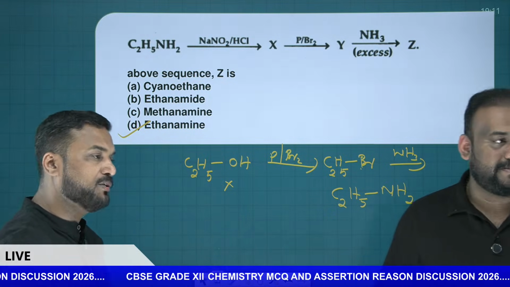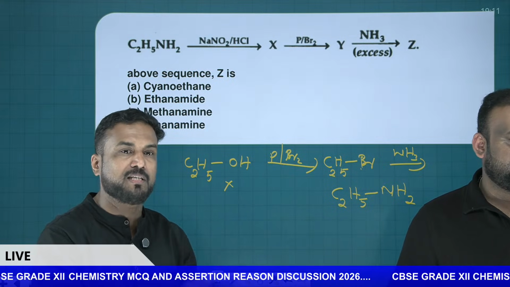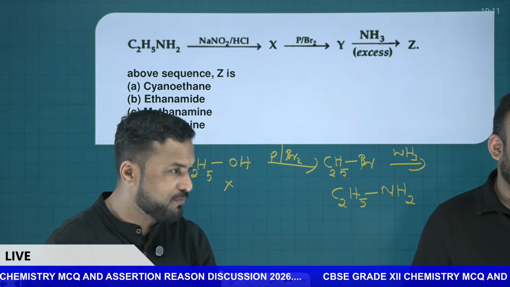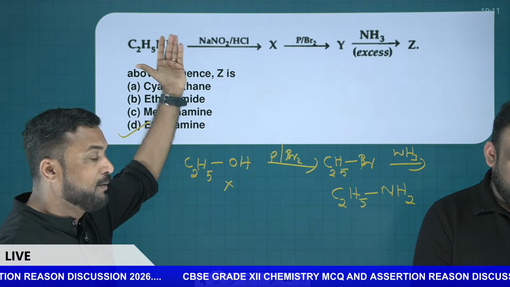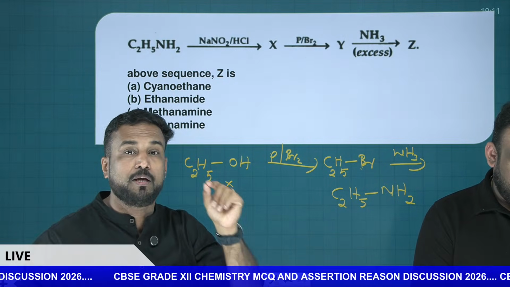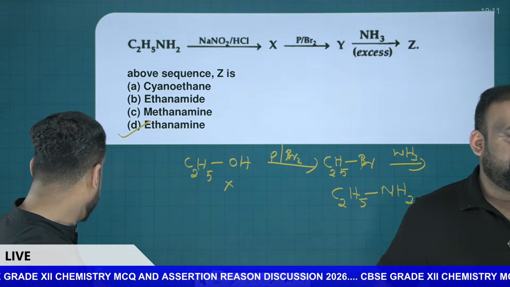Ethanamine, as you said. Excess ammonia means step-by-step change will come: primary, secondary, tertiary, and even quaternary in Hofmann's ammonolysis. But in the options there is no secondary and no tertiary. Only primary amine is given, which means ethanamine. Okay, major compound. Fine, we will go to the next one.